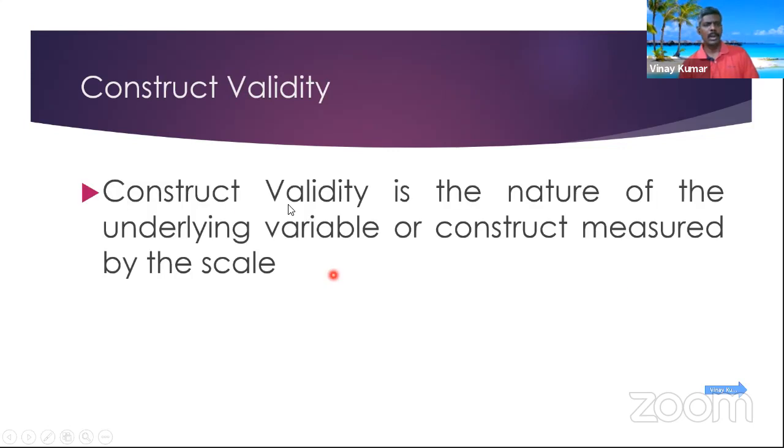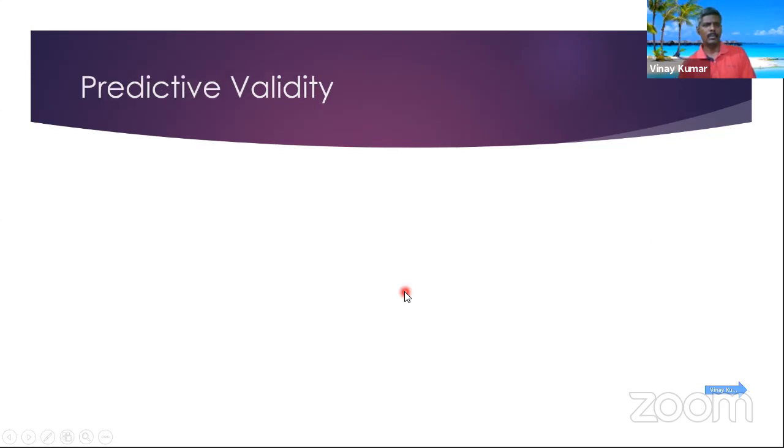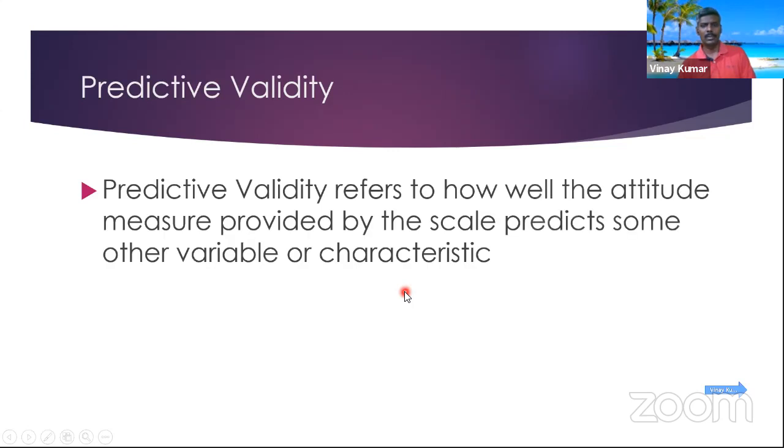Construct validity. Here it means the nature of the underlying variable or construct measured by the scale. What is the nature of the variable that the researcher is trying to measure here? Predictive validity refers to how well the attitude measured by the scale predicts some other variable or characteristic. Is the researcher able to predict other variables based upon the present variable he is measuring? That's very important.